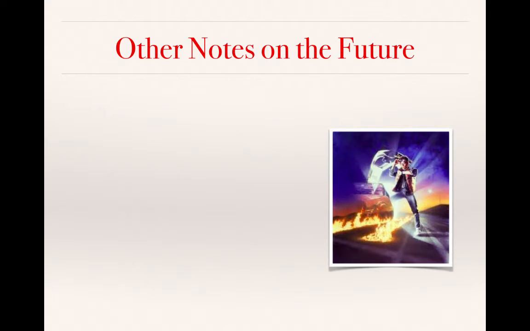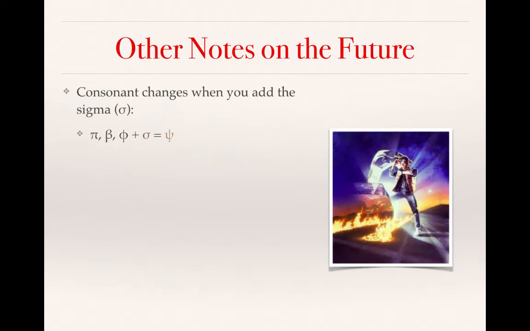A few other notes on the future. The first is you need to be aware that sometimes the consonant will change when you add the sigma. So for example, if you have a pi, a beta, or a phi, and you add sigma, you will get a psi. If you have a kappa, a gamma, or a chi, and you add a sigma, you will have a xi at the end. If you have a tau, a delta, or a theta, and you add a sigma, the result will be a sigma. Now, these are sort of rules. These are things for you to be aware of.